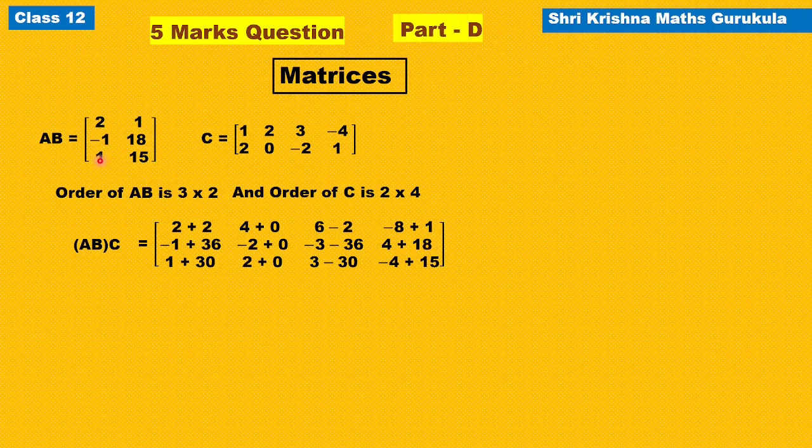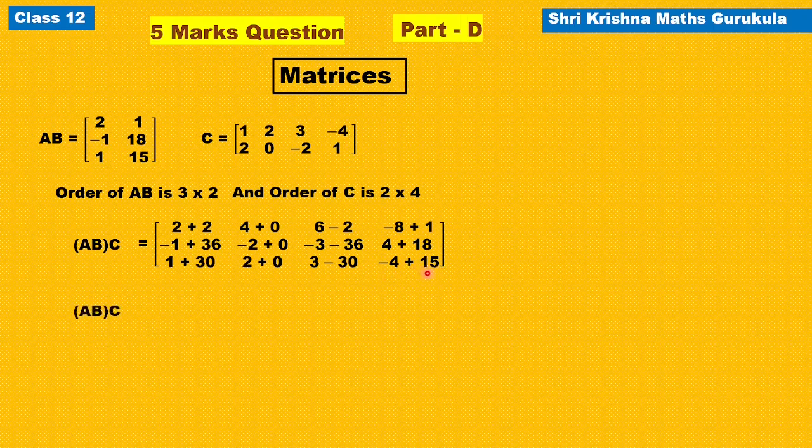Now we are done with first 2 rows. It is going to be third row now. Third row with first column, which is 1 into 1 is 1. 15 into 2 is 30. So it is 1 plus 30. Then third row, second column, which is 1 into 2 is 2 plus 15 into 0, 0. So third row with third column. So it is 3 into 1, which is 3. 15 into minus 2 is minus 30. So it is 3 minus 30. Then again, third row, fourth column gives us 1 into minus 4, which is minus 4 plus 15 into 1 is 15. So it is minus 4 plus 15.